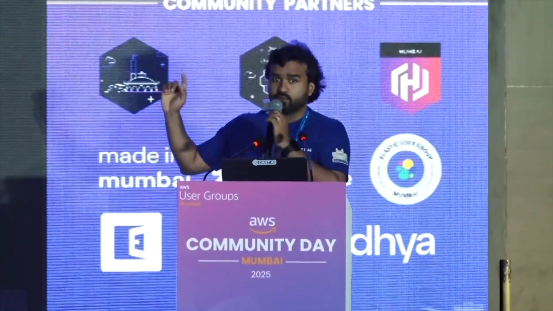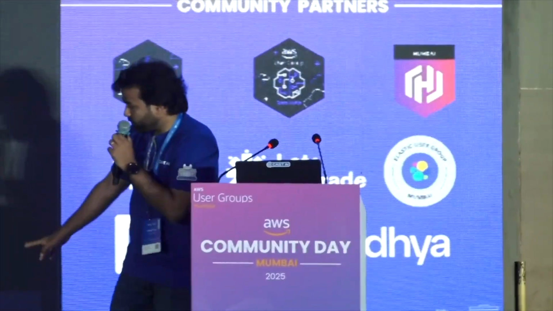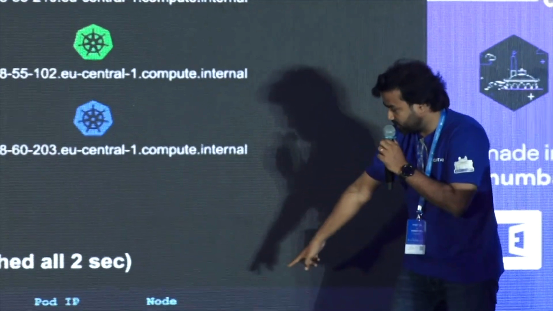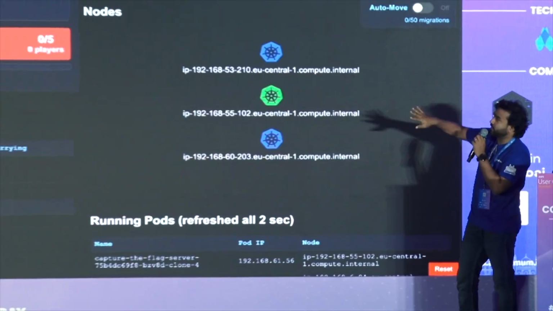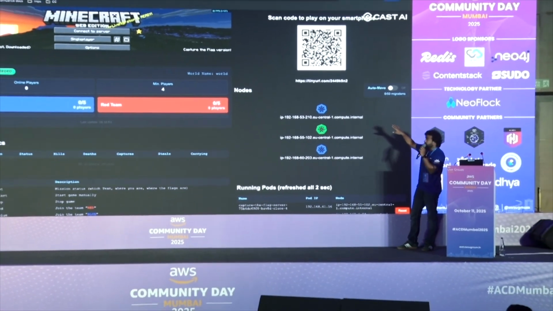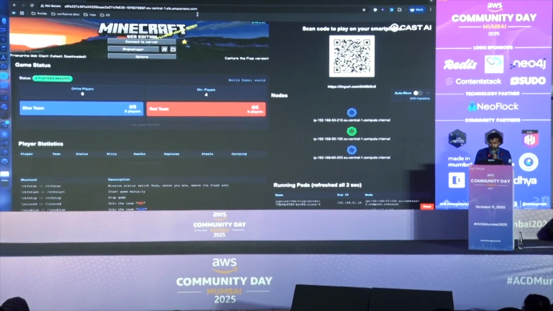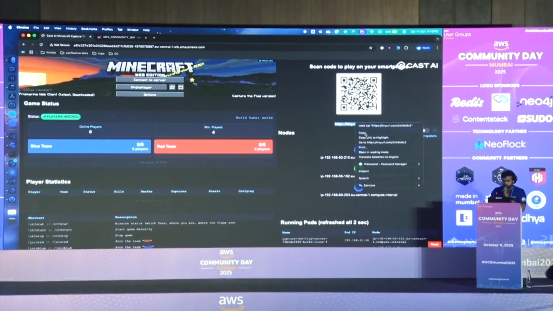So this is a game that I have deployed into Kubernetes. And at the bottom, if you can see, this is the server, the pod that is running. The IP is 61.56. I need 4 players. If you can scan and join as a client, I'll try to migrate the pod live. I will show you how to join it. I'll just copy the URL.